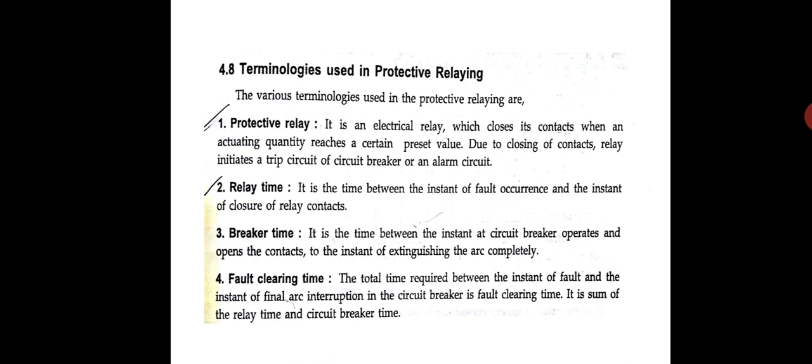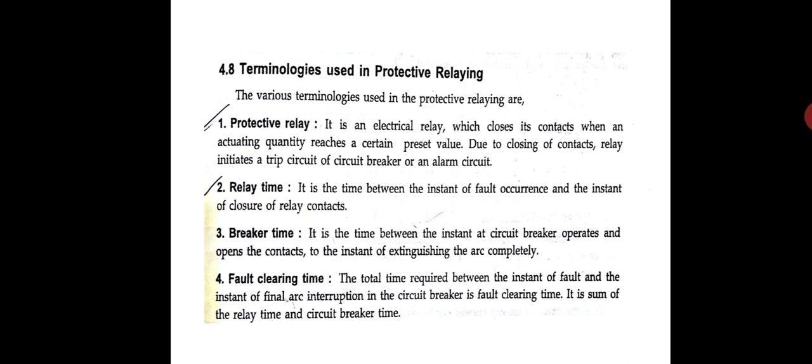So this relay time is the time from the instant of fault occurrence to the instant of relay contact closing. Next we have breaker time. It is the time between the instant of circuit breaker operation, when it opens the contact, to the instant of extinguishing of the arc completely. So here you can see many new terms have come. There is an arc, right? There is a new term called extinguishing, right?